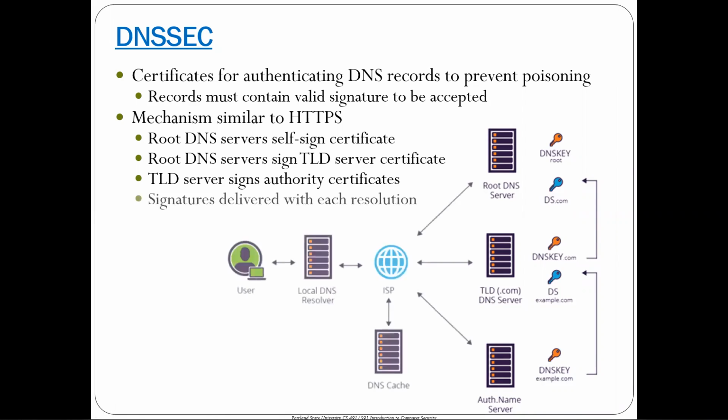Okay. And then when a user goes and does this resolution, not only are the records sent back, but the signatures of those records are sent back. And of course, the local DNS resolver and the DNS cache, they would know the public keys of the root server. And hopefully that associated private key is kept secure, and then they can validate it all the way down the chain. And so the browser is then going to verify that chain of trust all the way down.